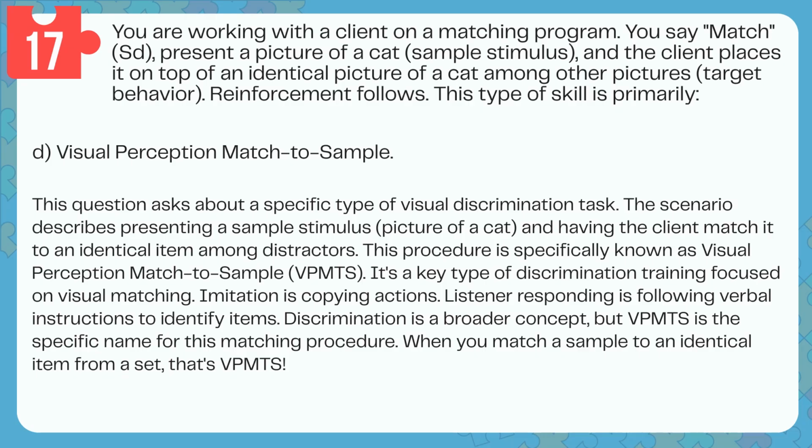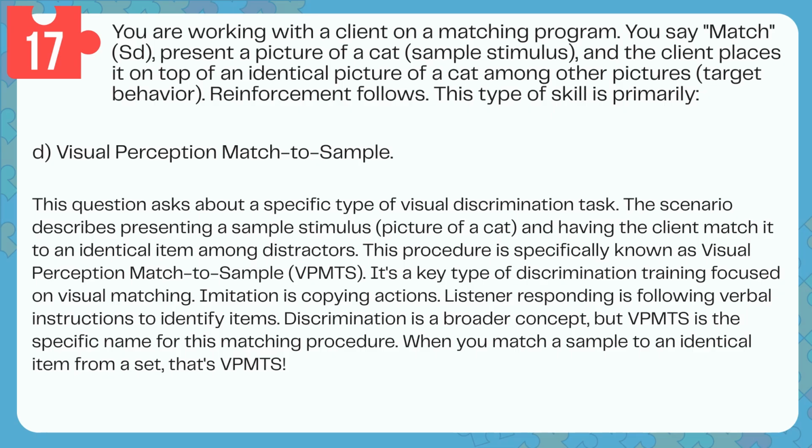Answer D. Visual perception match to sample. This question asks about a specific type of visual discrimination task. The scenario describes presenting a sample stimulus, picture of a cat, and having the client match it to an identical item among distractors. This procedure is specifically known as visual perception match to sample, VPMTS. It's a key type of discrimination training focused on visual matching.